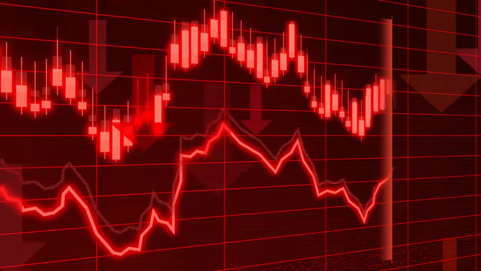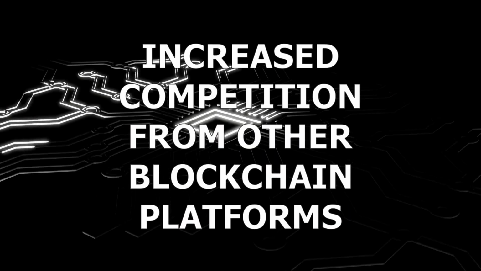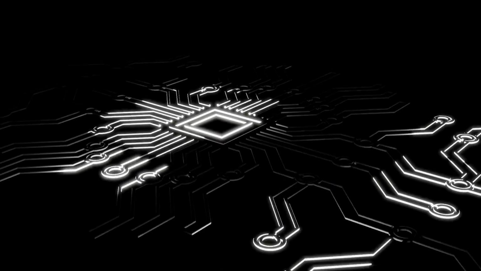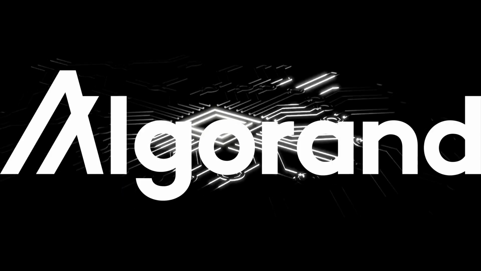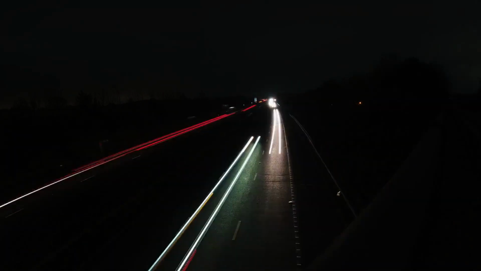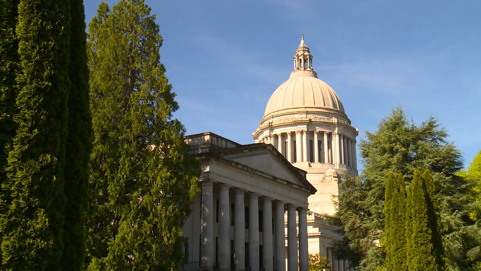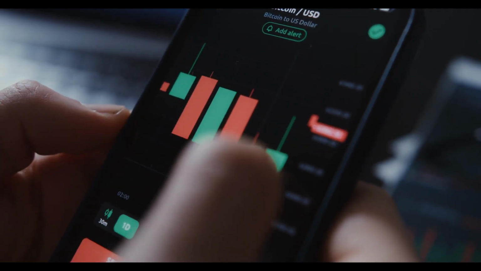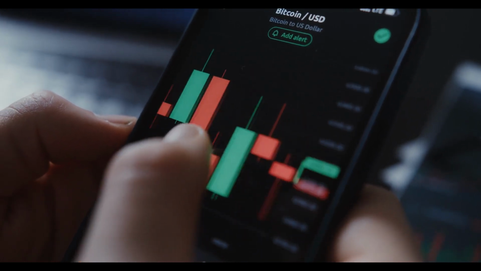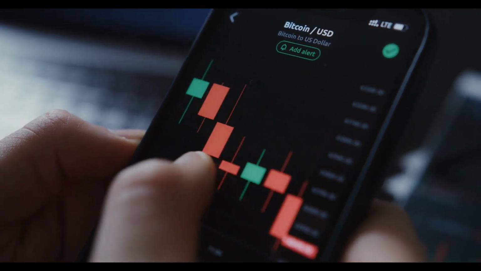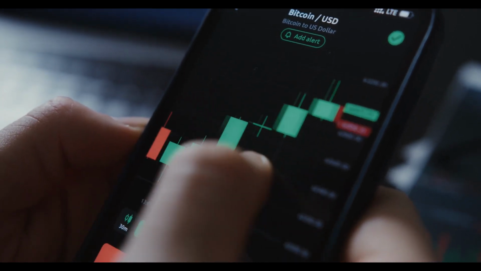2. Increased competition from other blockchain platforms. Ethereum faces competition from other blockchain platforms, such as Algorand and Solana, that also offer smart contract functionality and are working to address scalability issues. 3. Uncertainty surrounding future regulations. Governments around the world are considering regulations for cryptocurrencies and initial coin offerings, which could negatively affect the value of Ethereum. 4. High volatility. The cryptocurrency market is highly speculative and volatile, and the value of Ethereum can fluctuate significantly in a short period of time, making it a risky investment.